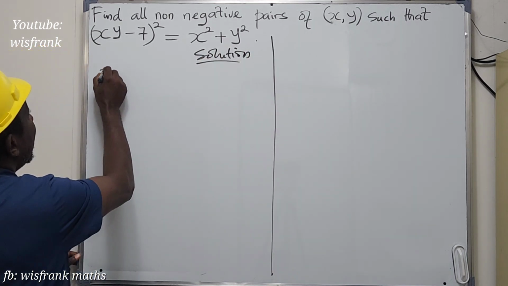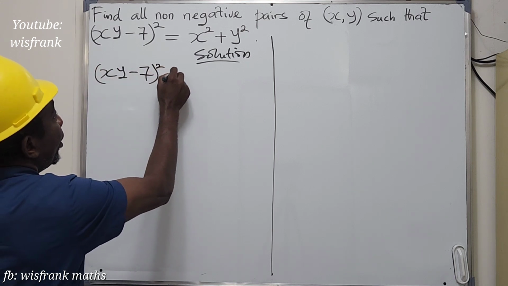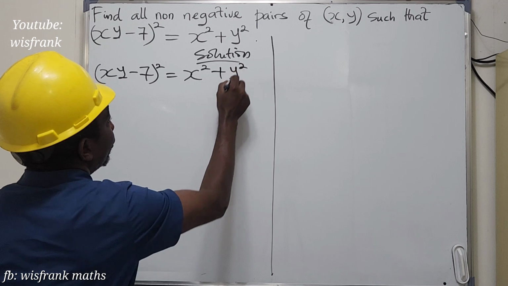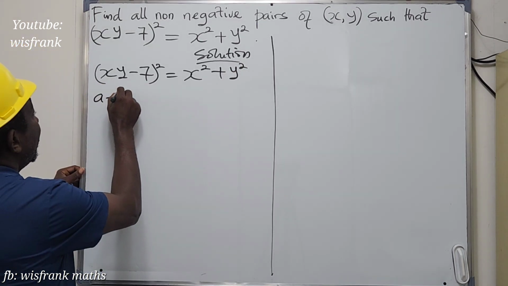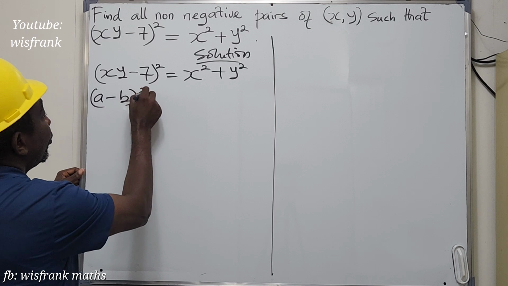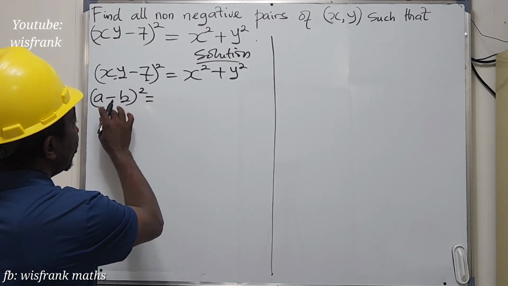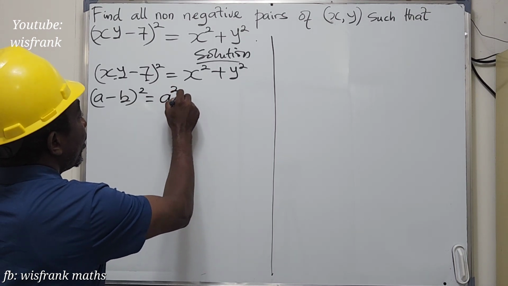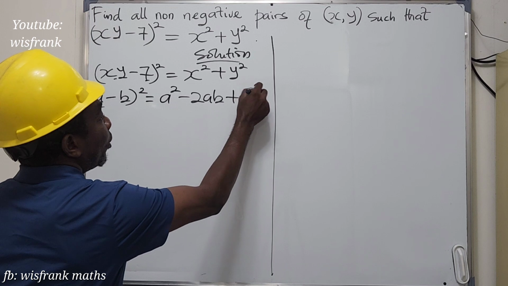So we are given (xy minus 7) all to the power of 2 equals x to the power of 2 plus y to the power of 2. We can see that this is in the form of (a minus b) all to the power of 2 when you make this a and make this b. So when you expand this, you have a to the power of 2 minus 2ab plus b to the power of 2.